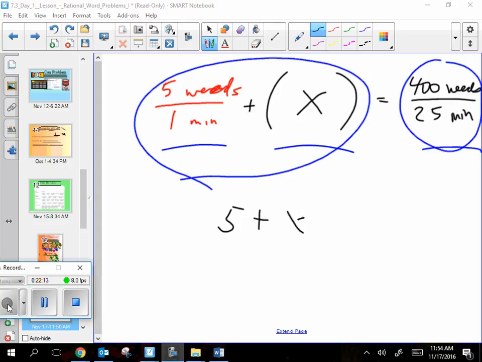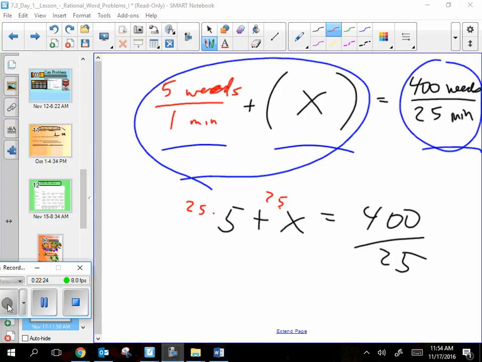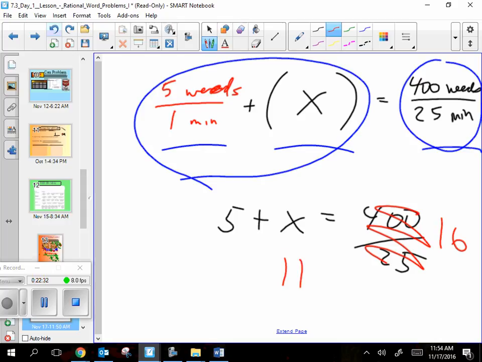5 plus x equals 400 over 25. I want to multiply by 25 in all three parts. But actually, how about if I do it smarter than that? She just told me that equals 16. They make it a lot easier. And then what's x got to be? So he picks 11 weeds per minute.